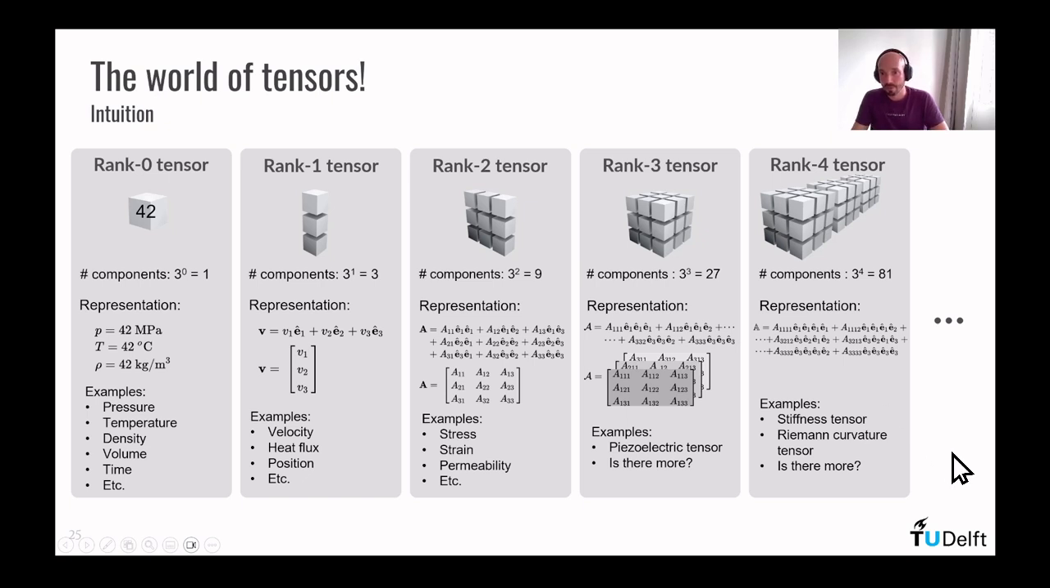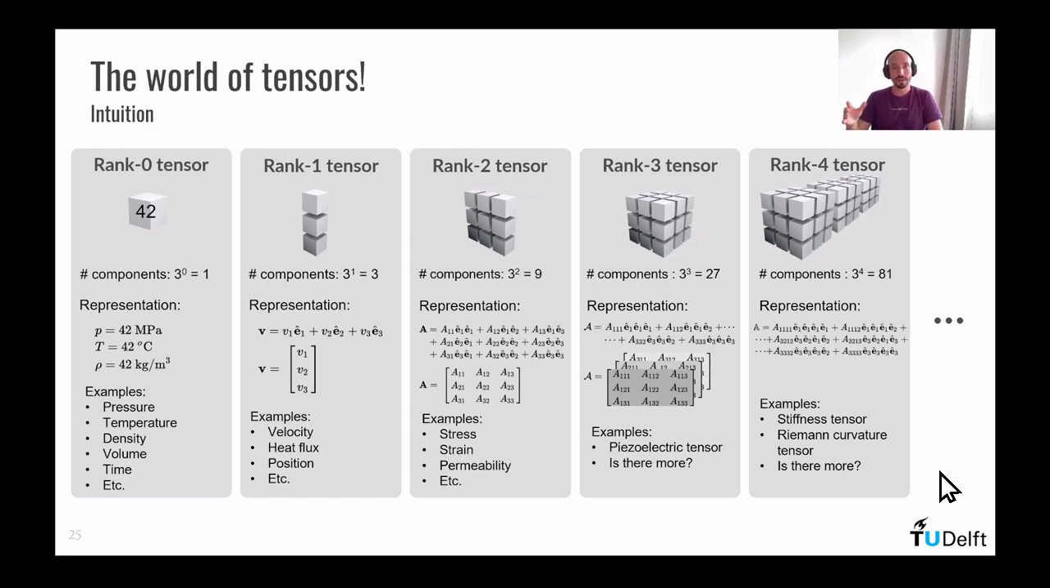So each component is associated to 4 directions. And one example of this that we're going to see a lot is the stiffness tensor. Another example that I didn't know, I had to Google it, is the Riemann curvature tensor, which has to do with theoretical physics. I don't know what that means, and I'm sure there are more physical quantities that can be represented by a rank 4 tensor, but I'm not aware of them.